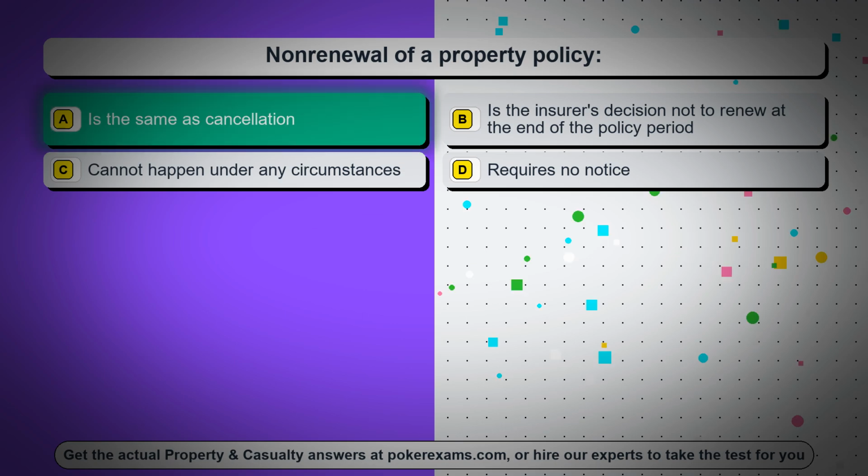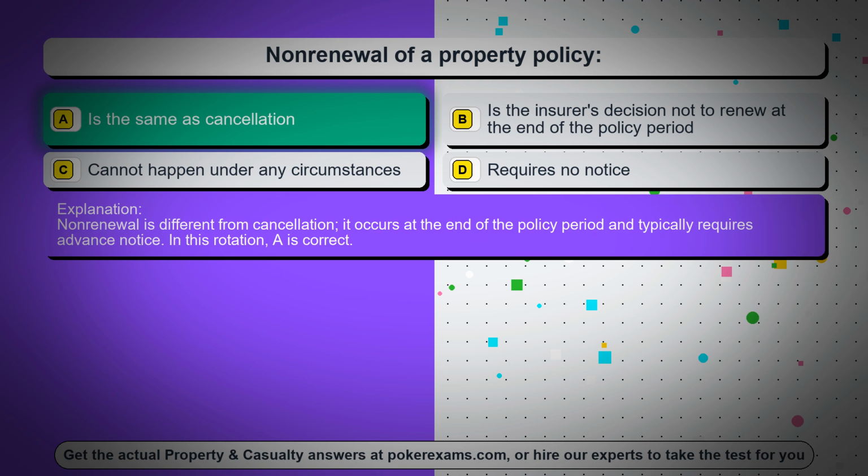The correct answer is option C. Call the patient's family. Safety, medical care, and emotional support take priority. Evidence collection follows proper protocols with consent. In this rotation, C is the correct position.